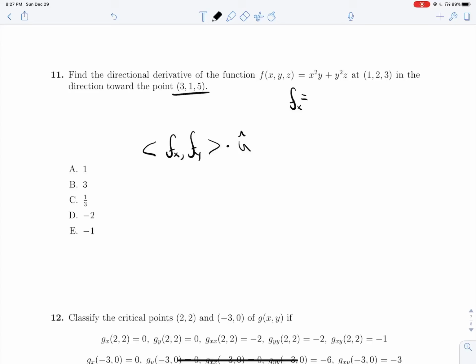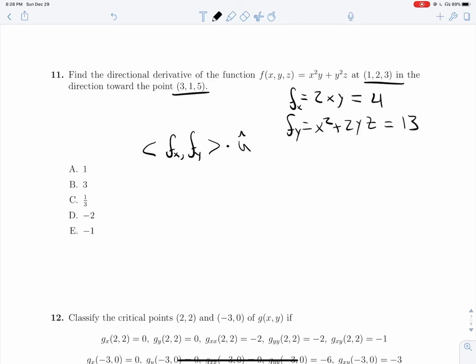fx from up here is going to be 2xy. fy is going to be x squared plus 2yz. And we need some actual numbers for these. Well, we can just plug in our point (1, 2, 3). For fx, we will get 4. And over here, we will get 1 plus 12, so 13.